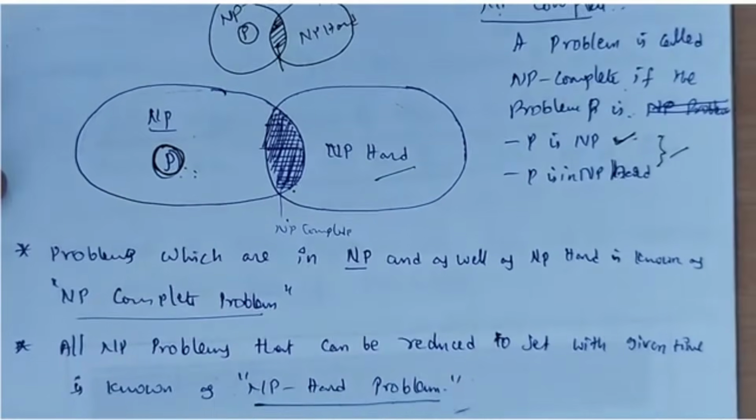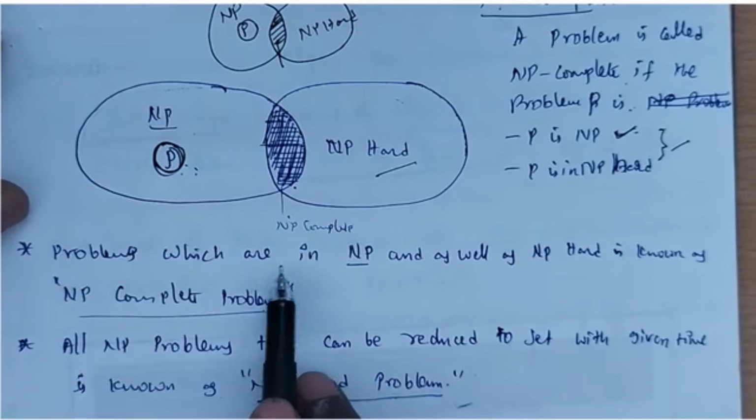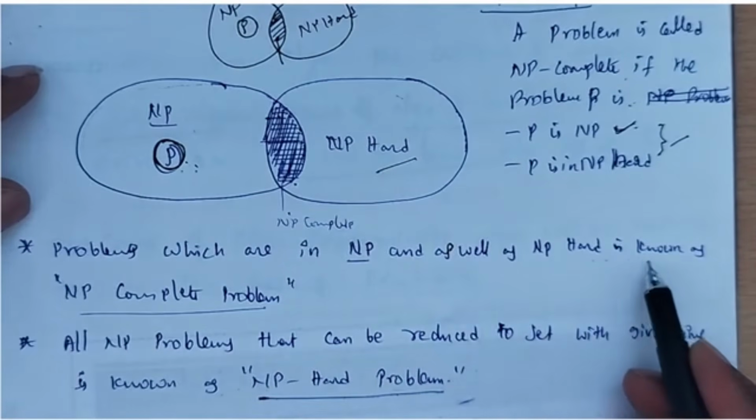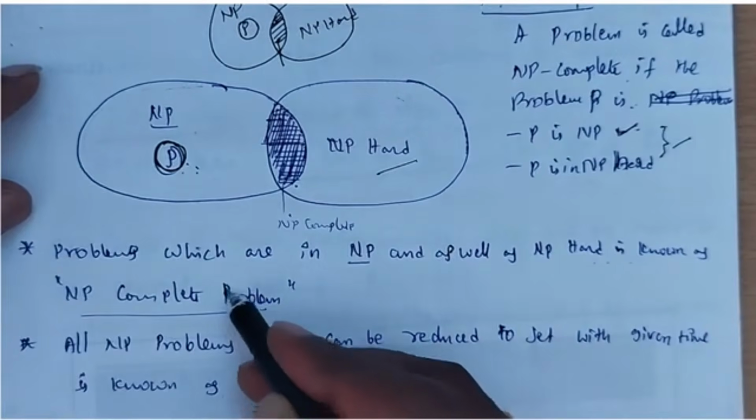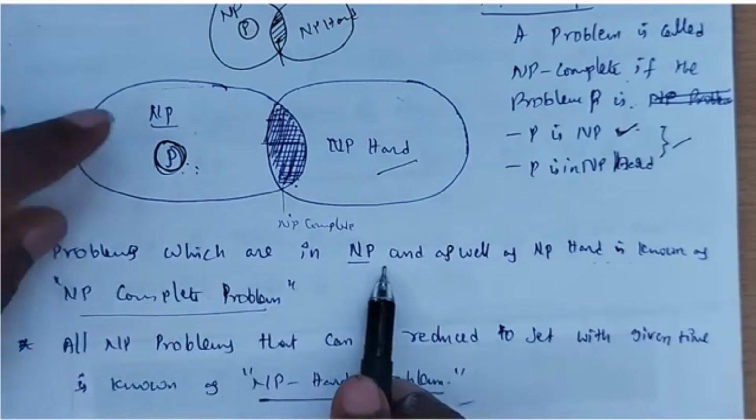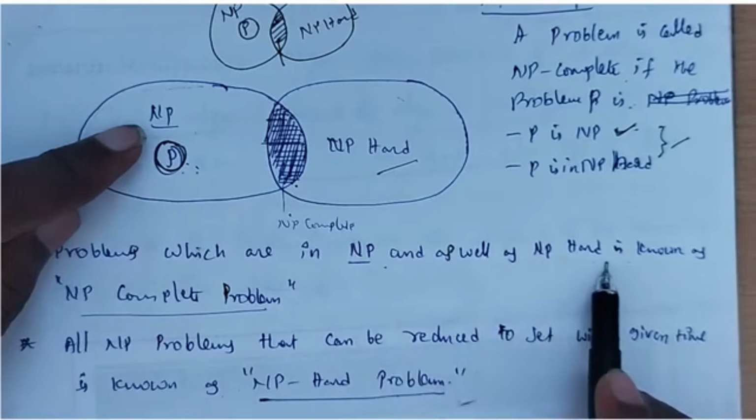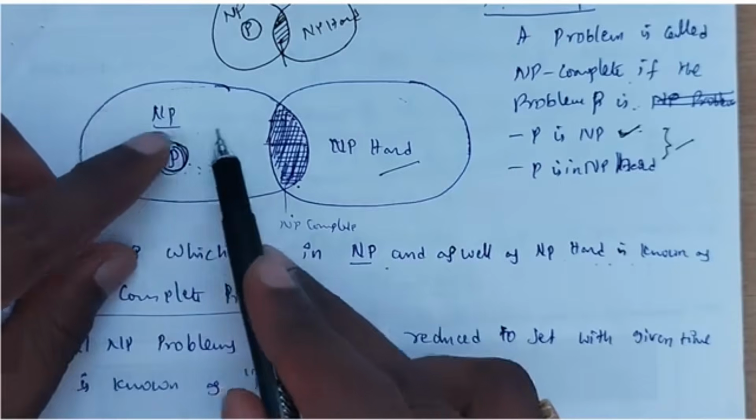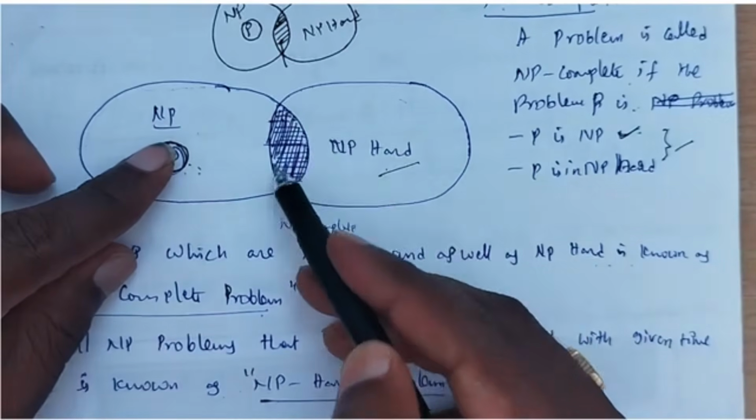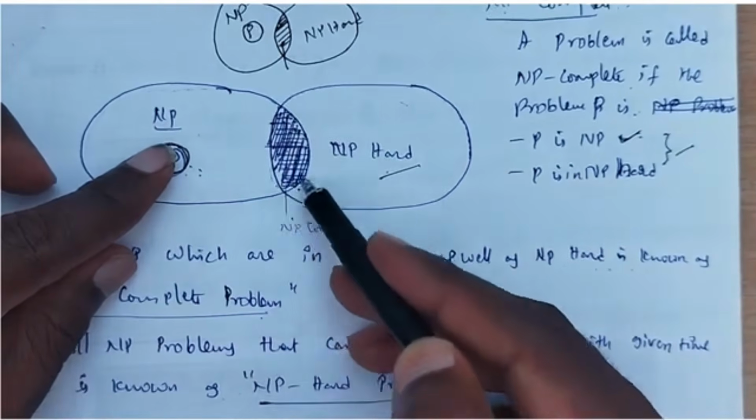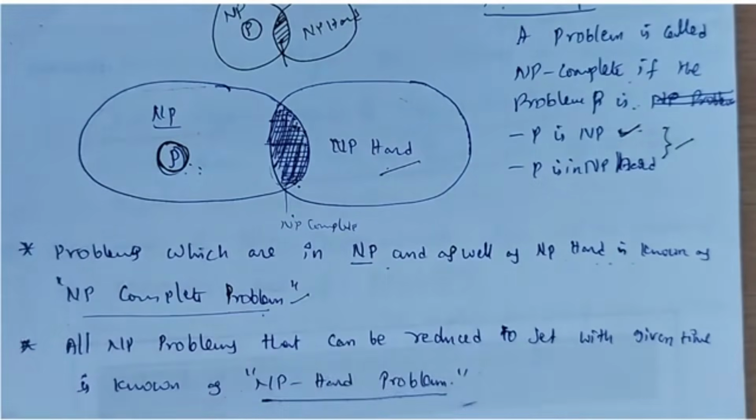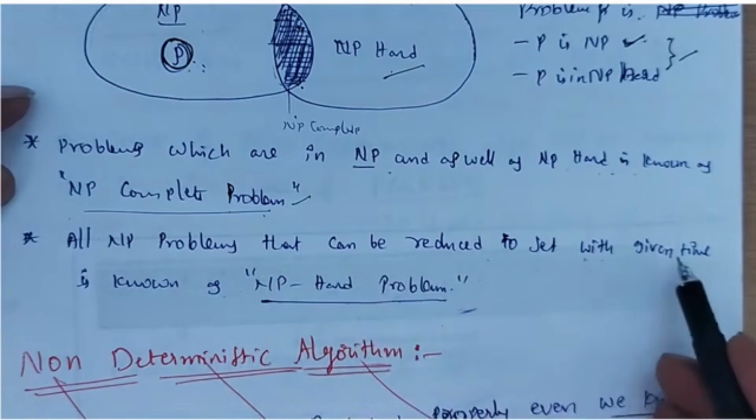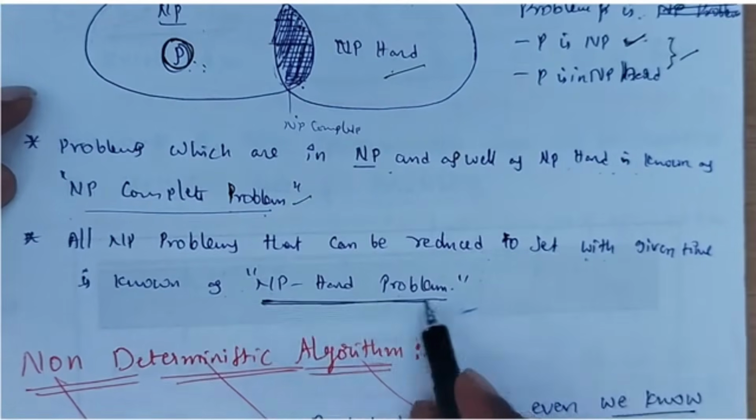Problems which are in NP as well as NP hard are known as NP complete problems. Here, the problems in NP as well as the problems in NP hard, where the two circles are touching, this part is called the NP complete problem.